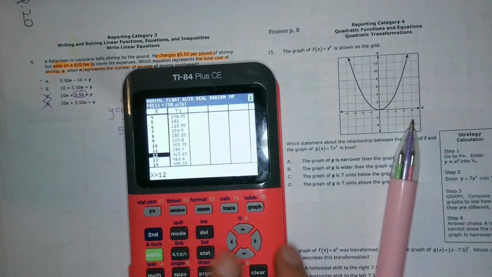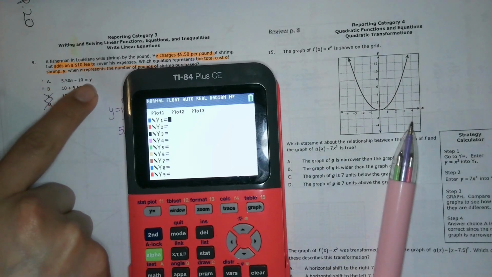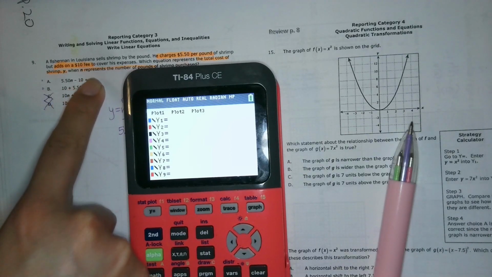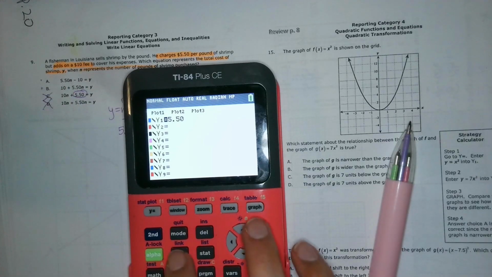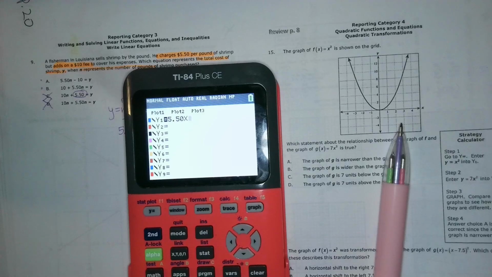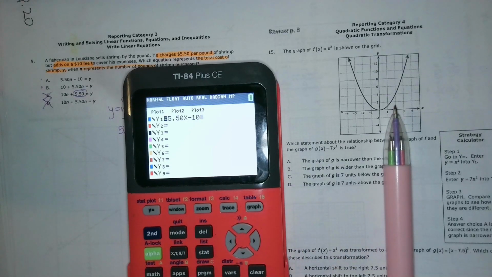You turn on your calculator, go back to Y equals, clear that old one. And let's say you want to try A. Now they have this one backwards where Y is in the end. It doesn't matter. You can just cover that up. Pretend it's in the front. And we're going to write 5.50, instead of N, put an X, minus 10. And then we're going to use that trick about seeing the graph. Instead of the graph, we're going to see the table.